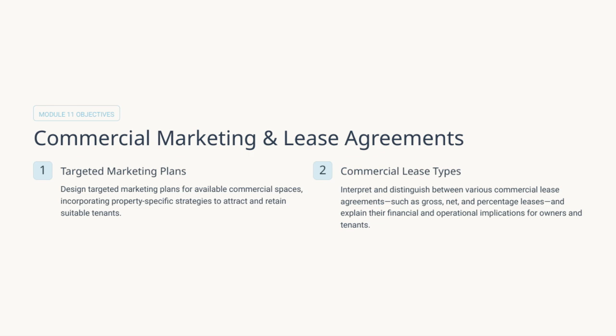On the other hand, net leases require tenants to pay not only rent, but also some or all of the property expenses like taxes, insurance, and maintenance. This can be more advantageous for owners because it shifts certain costs to tenants. Then there are percentage leases, often used in retail, where tenants pay a base rent plus a percentage of their sales. This aligns the landlord's income with the tenant's success, but also introduces variability. Understanding these differences helps us assess the financial risks and operational responsibilities associated with each type, which is key to making informed leasing decisions.